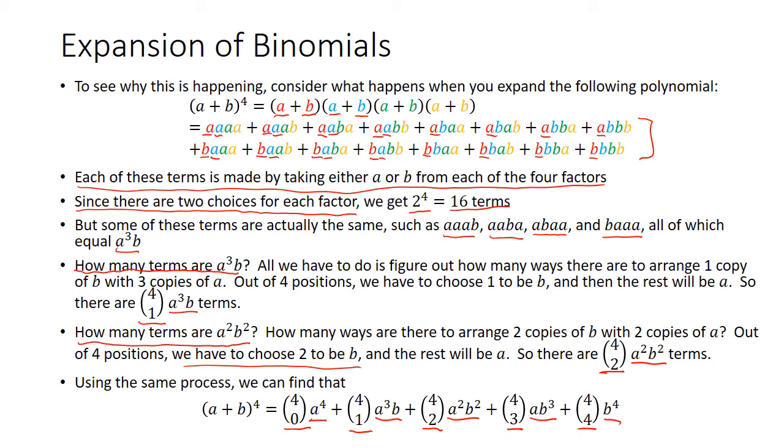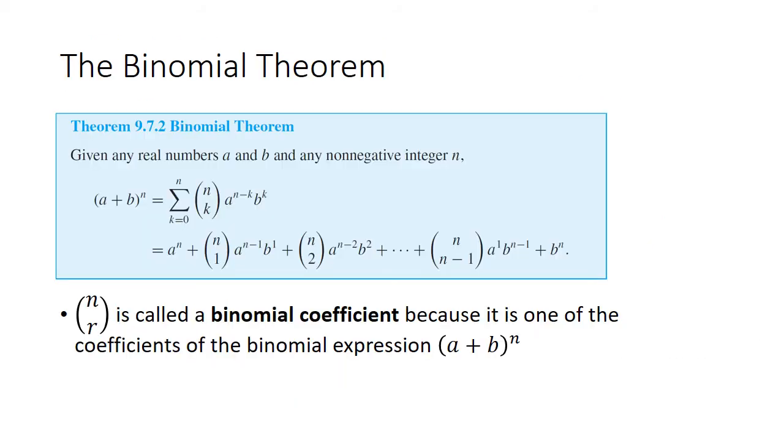Okay. So this takes us to the binomial formula. That is actually an application of it there at the bottom. So let's look at the whole formula. Okay, so this is the binomial theorem. Given any real numbers a and b, and any non-negative integer n, so n could be 0, 1, 2, 3, etc., then we have the following formula. (a plus b) to the n is equal to the sum from k equals 0 to n of n choose k times a to the n minus k, b to the k.